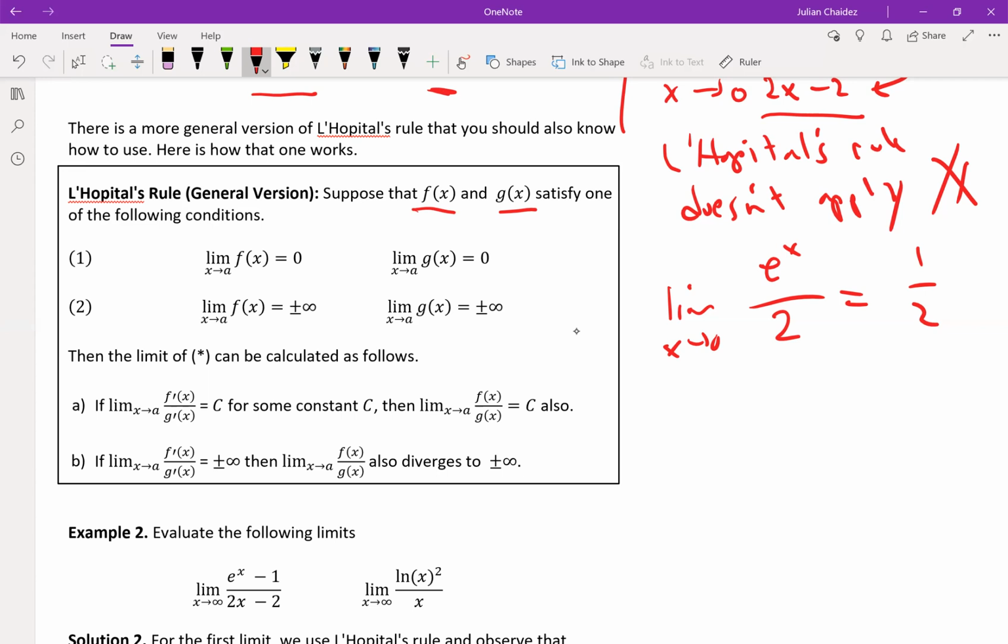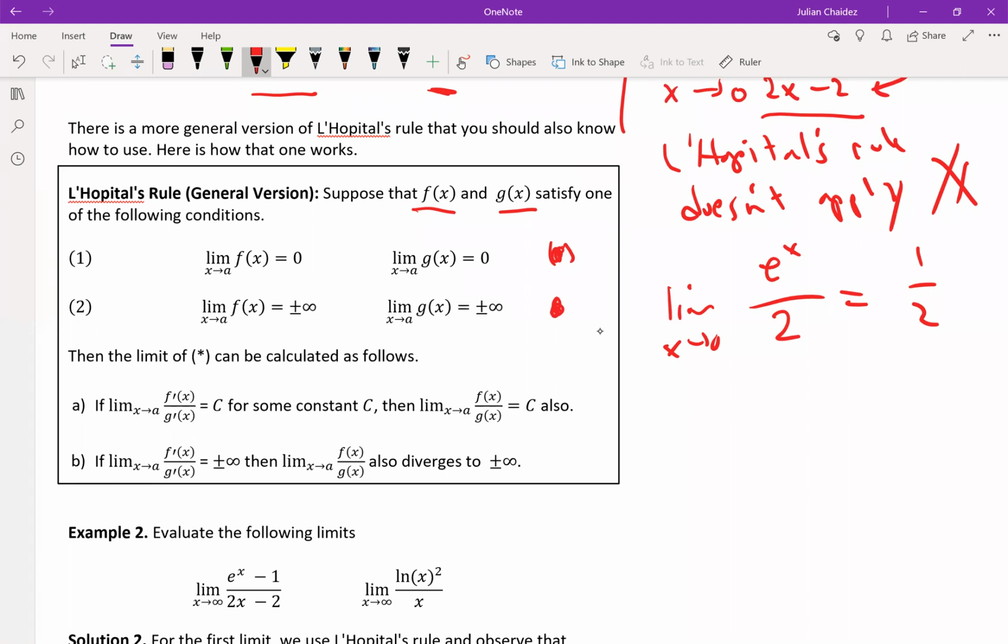This is basically the first case, although technically speaking, the function doesn't actually have to be defined at 0. You could have some really weird function that has a limit at 0 but isn't actually defined there. Okay, so this is the first possibility, and the second possibility is that the limit of f of x, instead of being 0, is plus or minus infinity as x goes to a. And then similarly for g, the limit as x goes to a of g is plus or minus infinity.